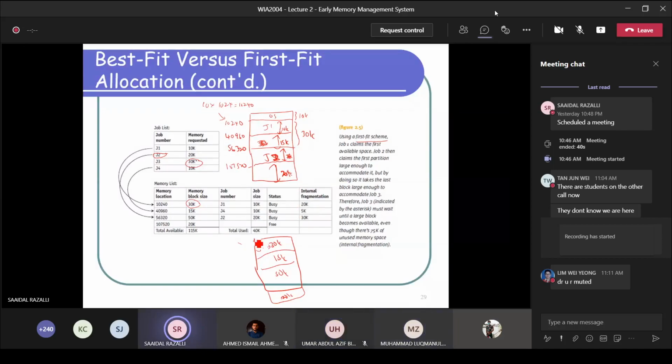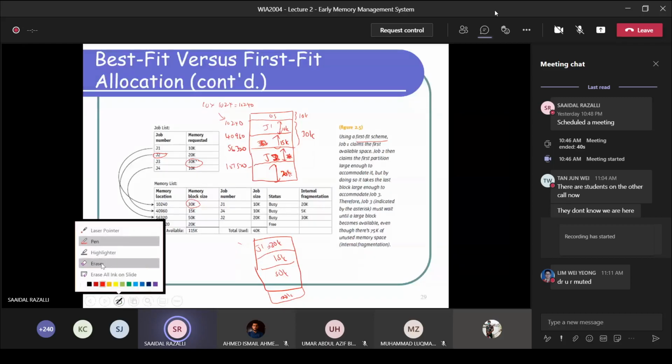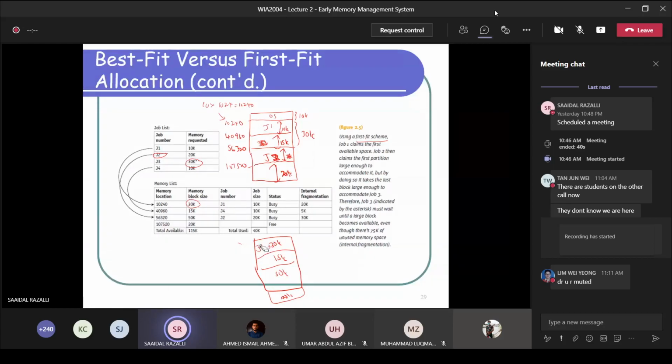Okay, let's say this is the partition. This is a partition 30K, 15K. Sorry for the bad handwriting. 50K, and this one is 20K. All right, so J1, this is the first fit scheme.